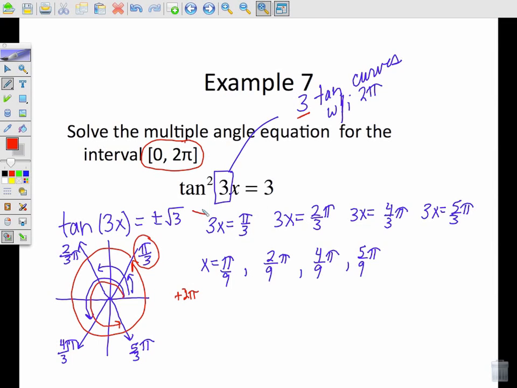Probably a better way to look at it would be, if I just go back to this location right here, instead of setting 3x equal to pi over 3, the next time around it would be setting it equal to 7/3 pi. That's the second time around my circle. So then I know that my x would equal 7/9 pi. And I can do that for each of these. All I'm doing is adding 6/3. So 3x equals 2/3 plus 6/3, which is 8/3. So divide by 3 and I'm going to have 8/9.